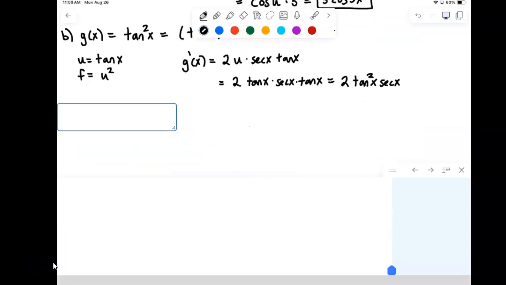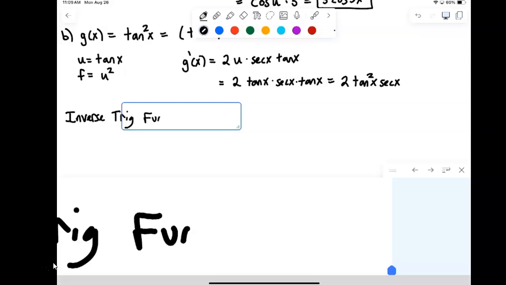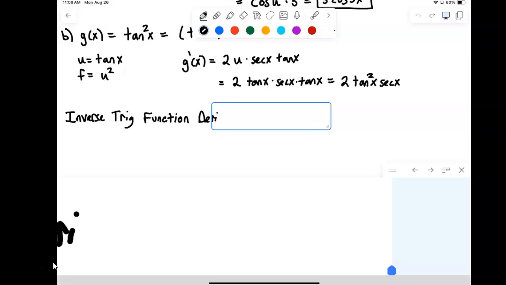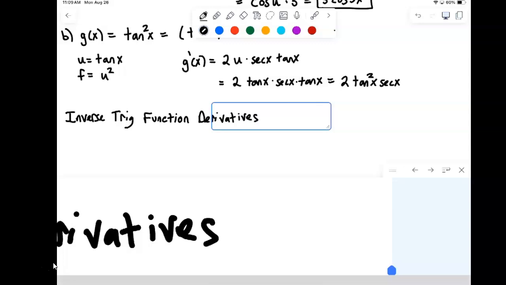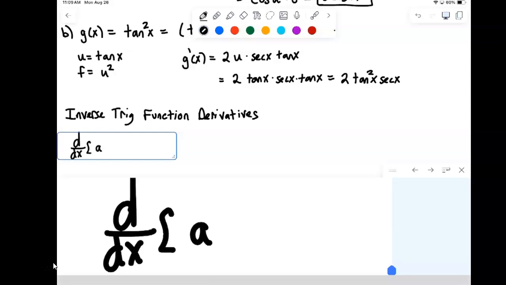Okay, in this video we're going to review working with derivatives of inverse trig functions. So I'm going to derive one, show you how it comes about, and then I'm just going to state for you the derivatives of the other inverse trig functions. So the one we want to look at here is the inverse sine.